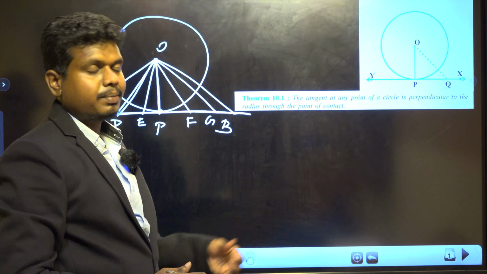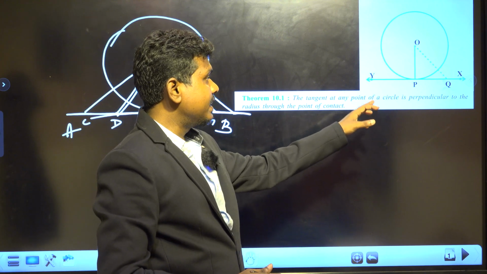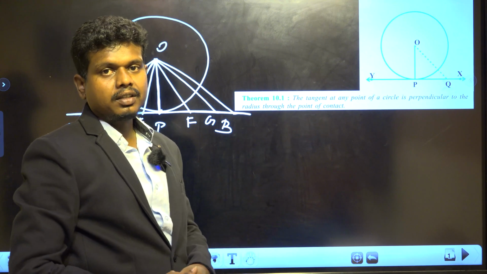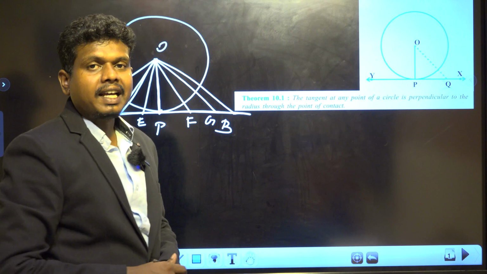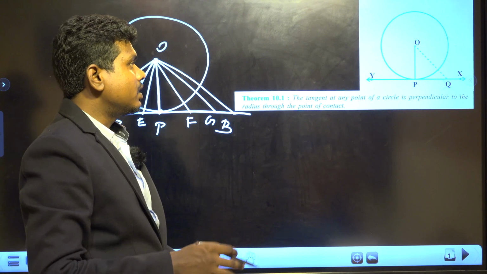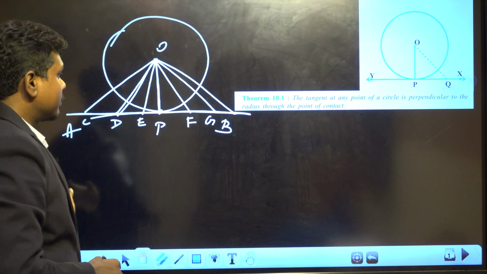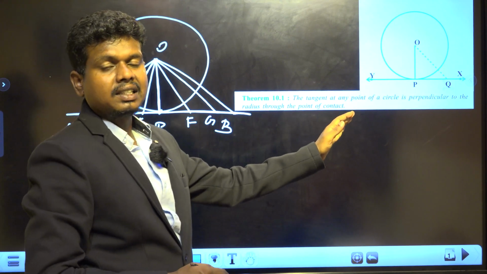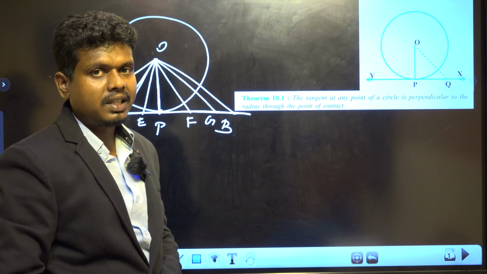That is what the theorem says. Tangent at any point of a circle is perpendicular to the radius through the point of contact. So only at the point of contact will the tangent be perpendicular to the radius, not any other line. It is perpendicular only to the radius and exactly at the point of contact. That is what theorem 10.1 says.